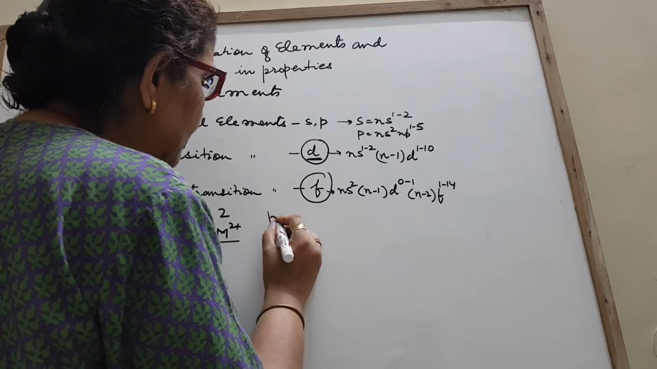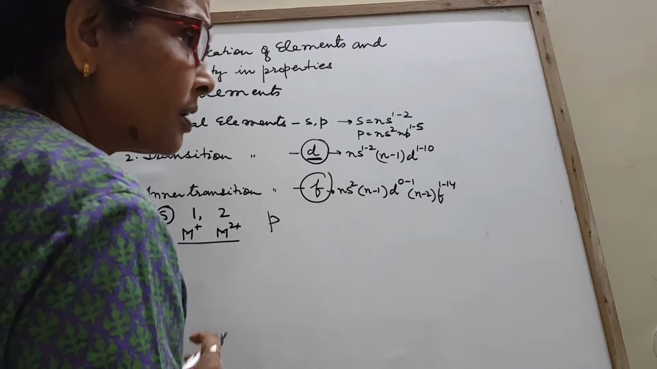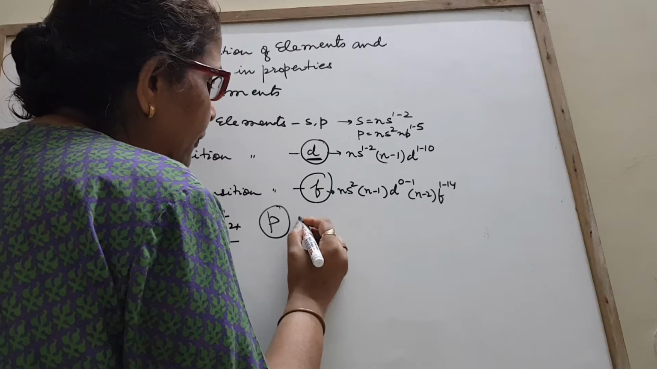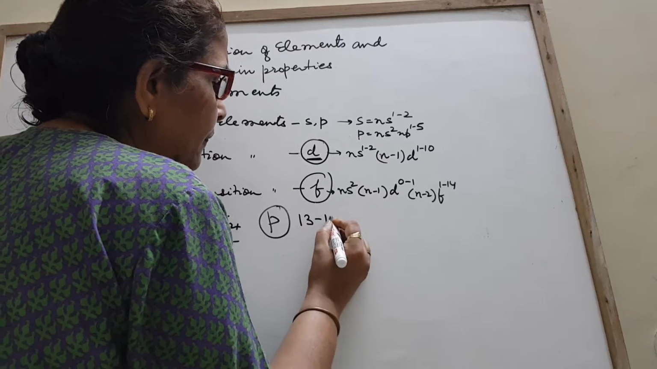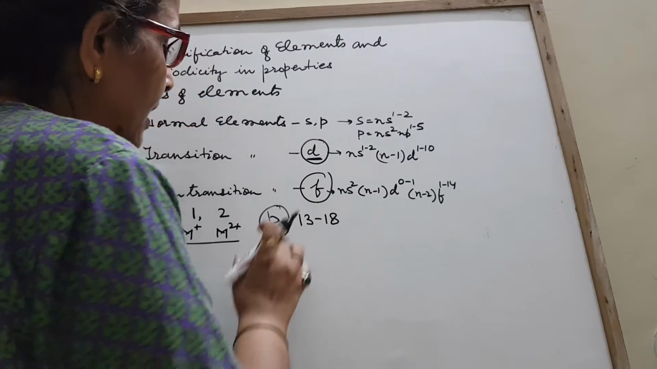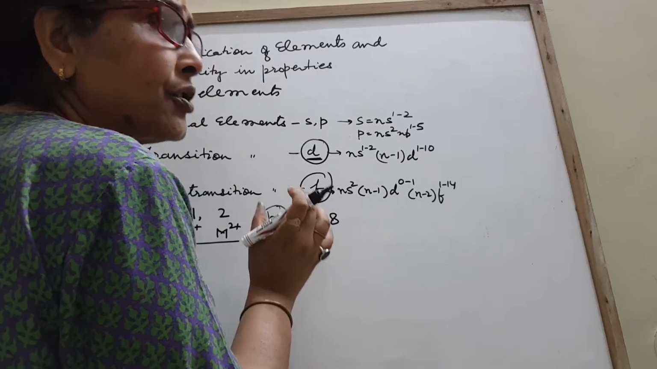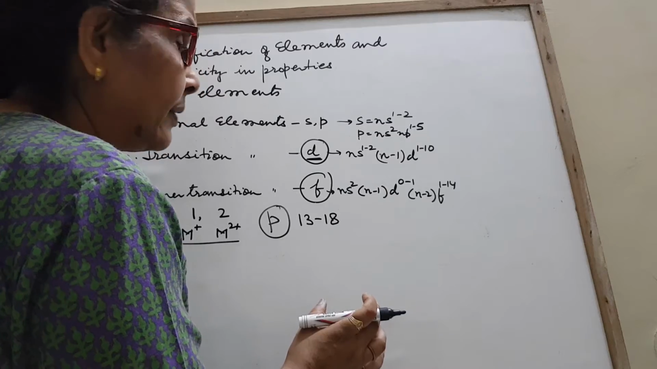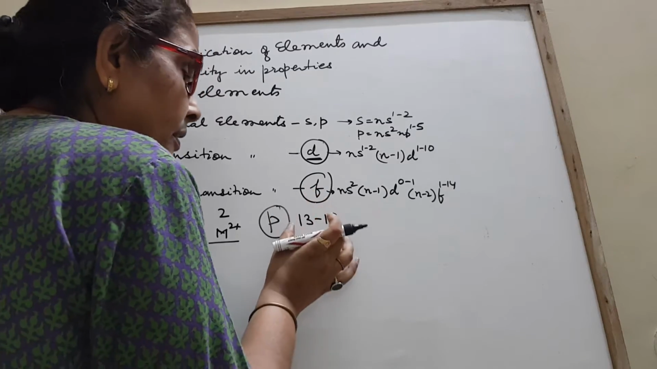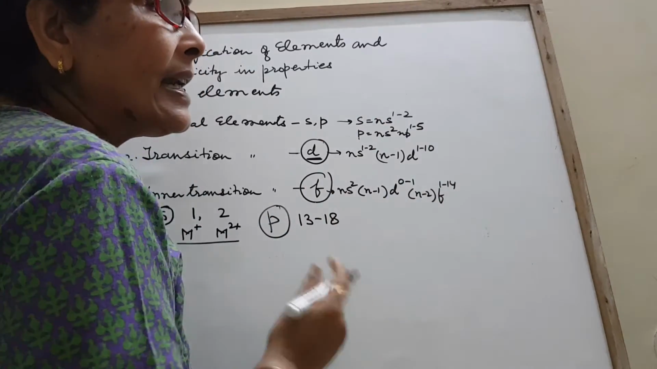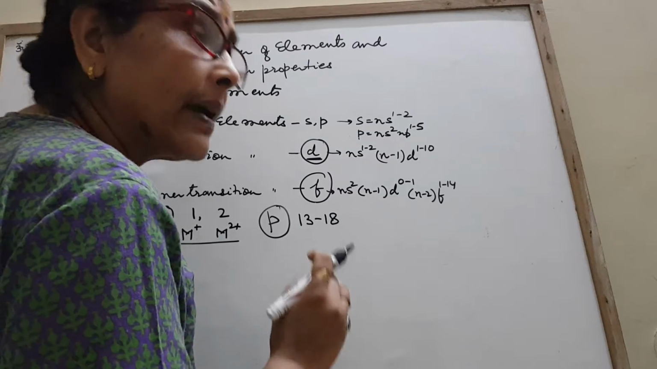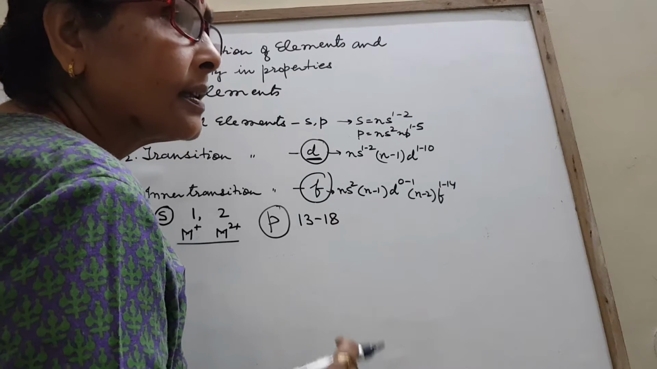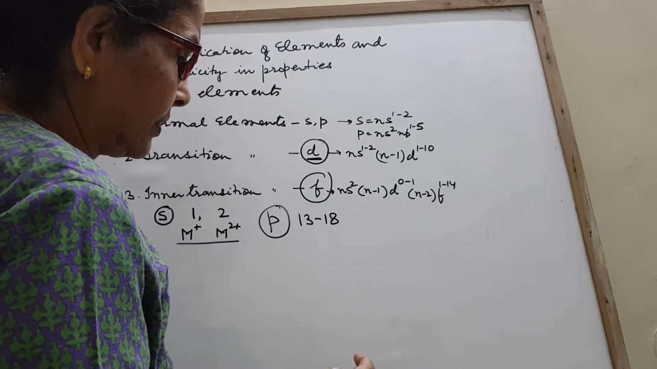Then comes P block. P block, children, is a big block towards the right hand side. It comprises of the elements from group 13 to 18. The last electron, the differentiating electron, enters the P subshell, right? So it's a big block. It comprises of metals, non-metals, metalloids and even your inert gases.